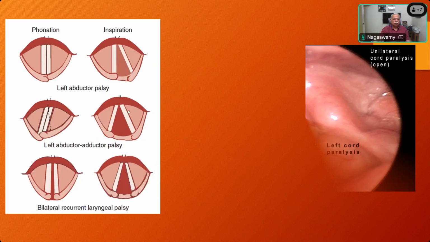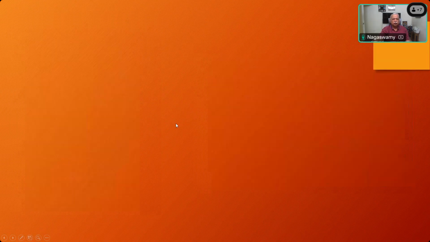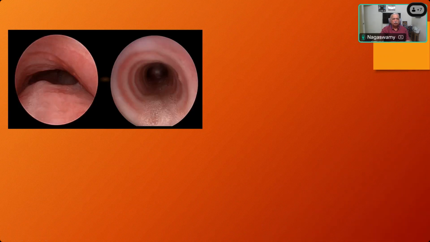These are the different types of analysis they can ask you in the exam. This is a repeated question in theory: various types of recurrent laryngeal nerve injury. So this is the tracheomalacia, which you can see.